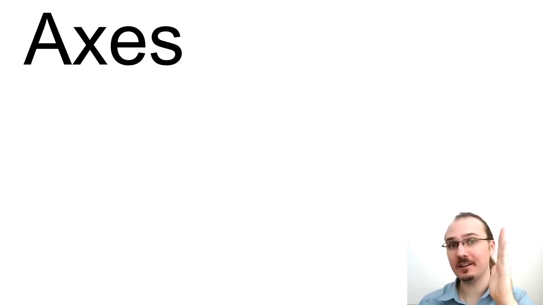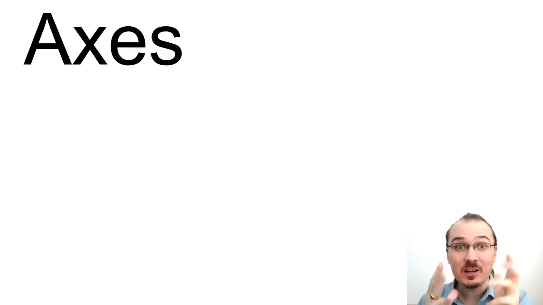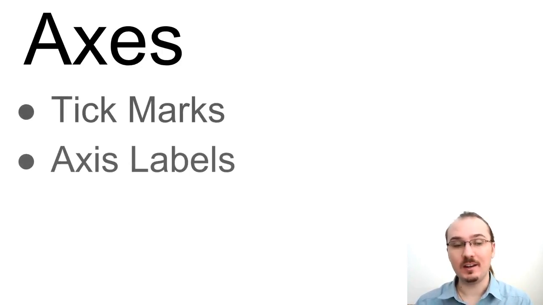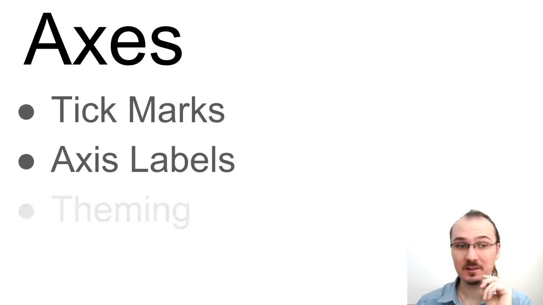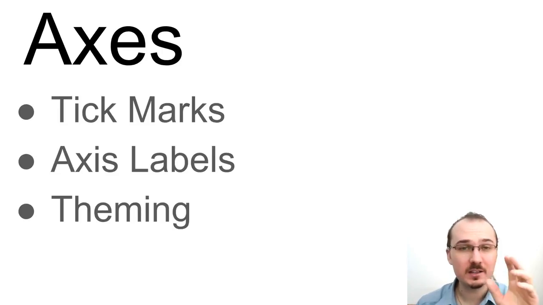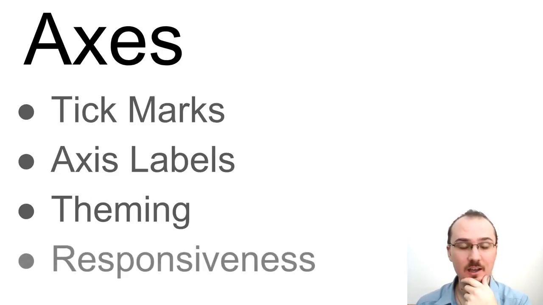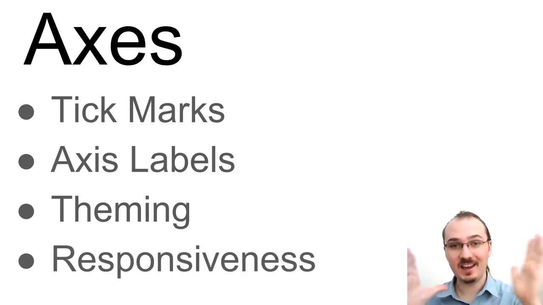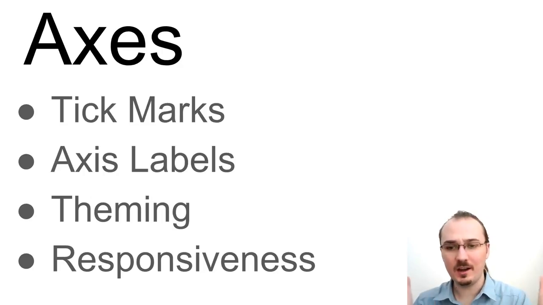Axes, like the X and the Y axes, give meaning to space. So what am I going to discuss? We're going to add tick marks. We're going to add axis labels. We're going to discuss some theming approaches. So you could have custom font size and font color, and also responsiveness, so that when the visualization resizes, ticks should appear and disappear depending on the space available.